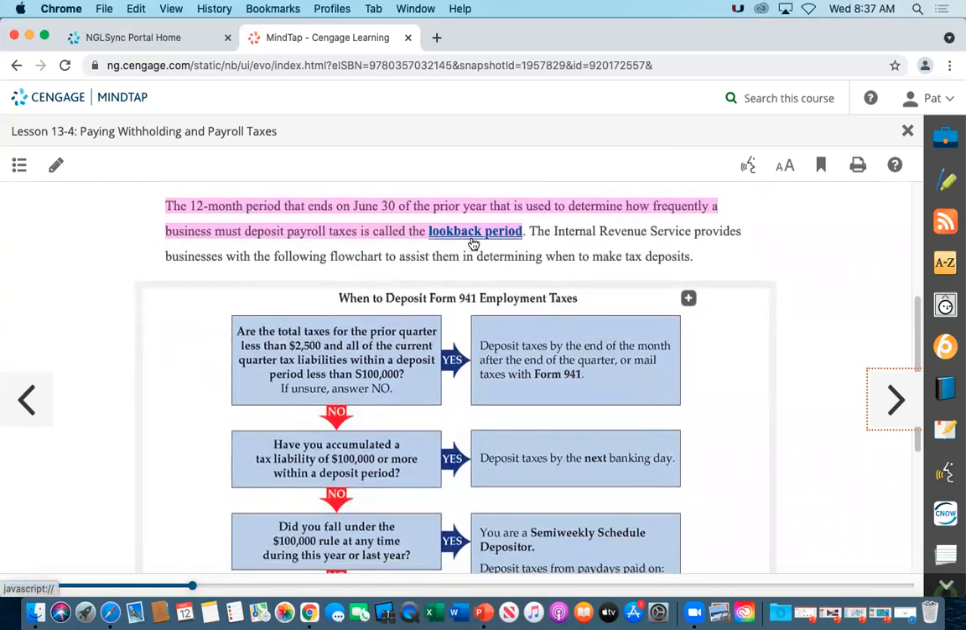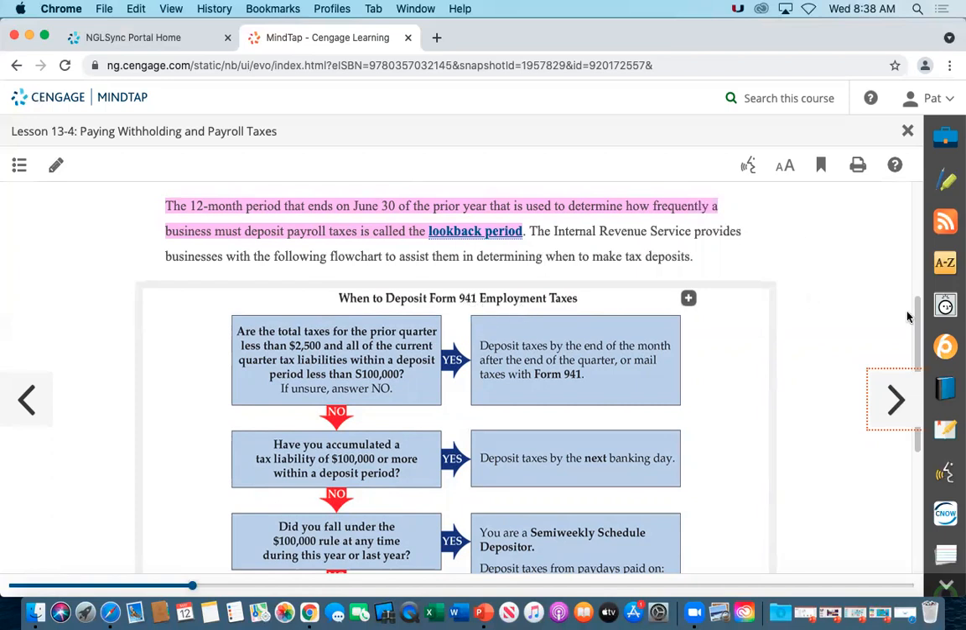There's this thing called the look back period, which enables your company, depending on how many employees they have, their wages, and the payroll that you're withholding from their paychecks, you might do things differently on your deposits and payments of tax. Okay. The more wages, the more employees, the more frequently, the more changes will occur. And so they call this a look back period. A 12-month period that ends on June 30th of the prior year determines how frequently businesses must deposit or pay these taxes. All right. Like I said, there's just a variety of different ways.